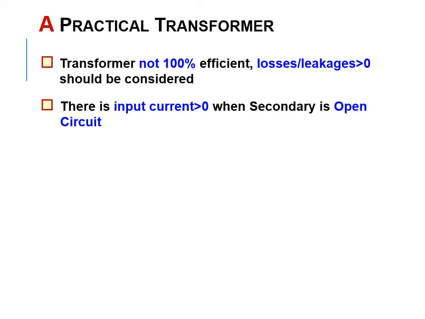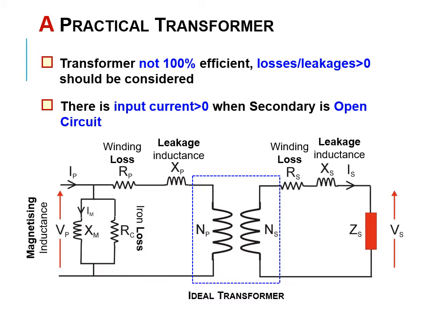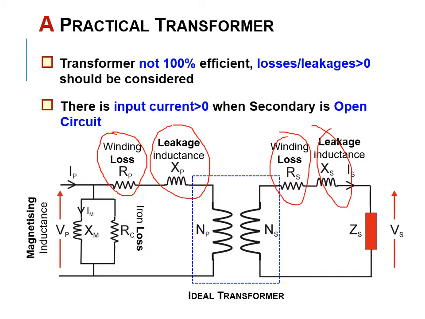So there's input current, which is greater than zero when the secondary is open circuit. So in other words, if we don't have any current here, there is still current that's going to flow here. So this causes a certain amount of loss. Anyway, what we're going to do is look at these things here, and these things here, because these represent a real practical transformer which has losses.